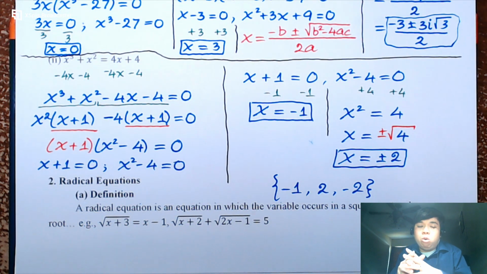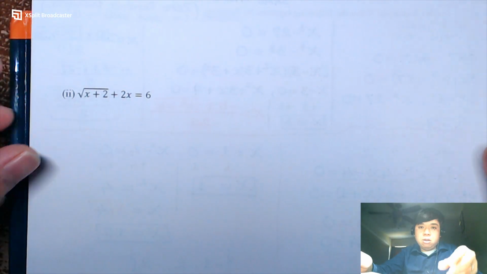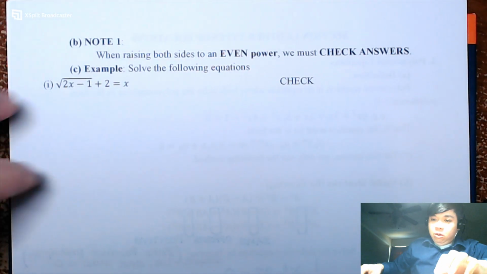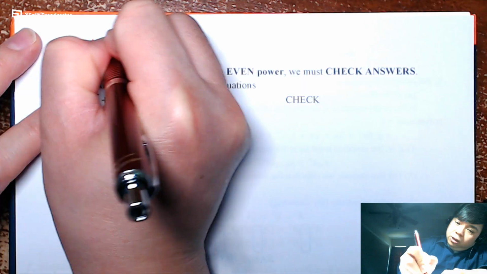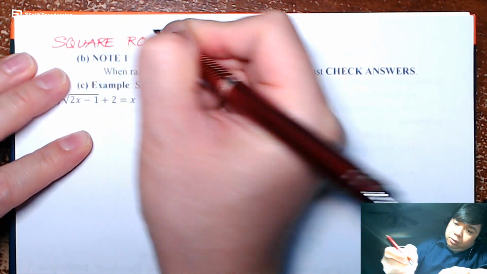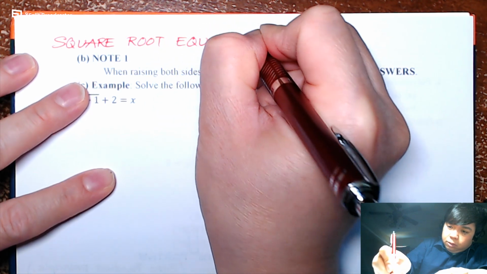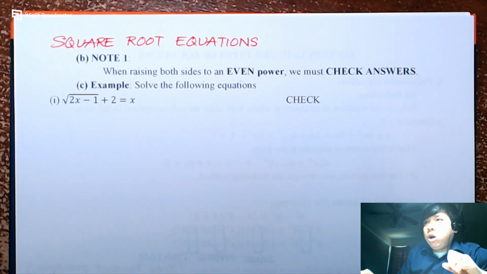Next we have the radical equation. Moreover, we just worry about the square root equation. So the equation that has the square root in it. So this is called a square root equation. So the equation that has the square root in it.